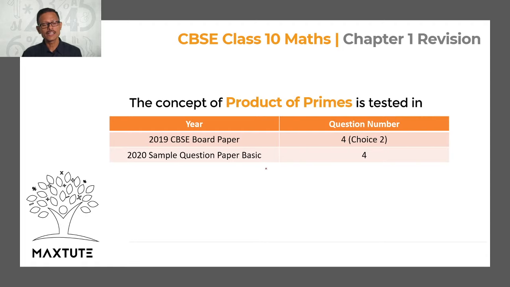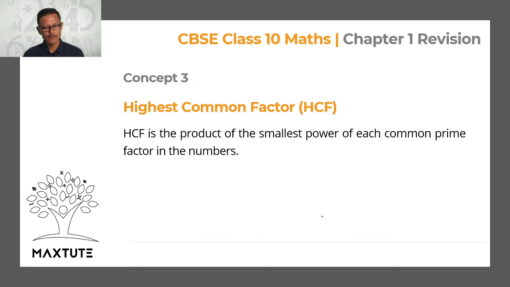When did it appear? It appeared in both the papers. In 2020, you had a similar question in the sample question paper. This is question number 4. This was a multiple choice question. In the 2019 board paper, you did not have a multiple choice question, but a similar concept was tested. This is question number 4 with an internal choice 2. So prime factorization of numbers is tested. Let's move on.